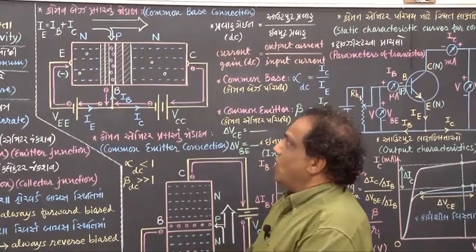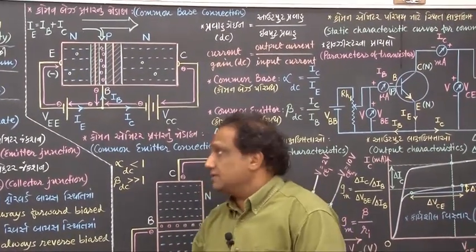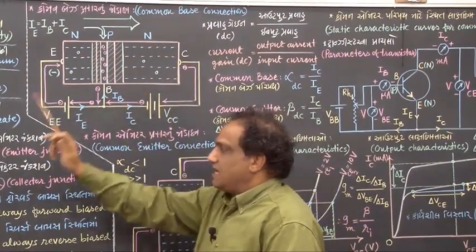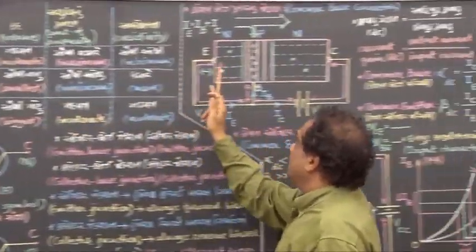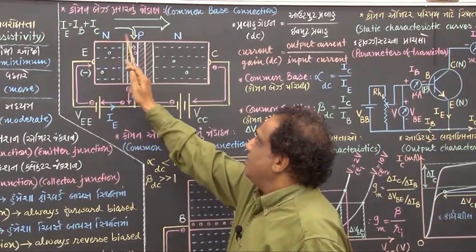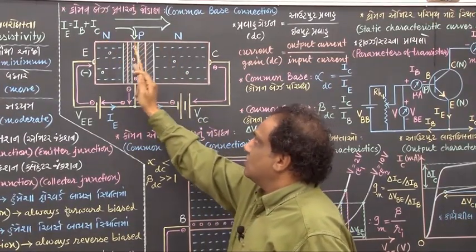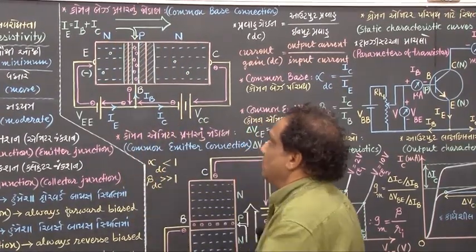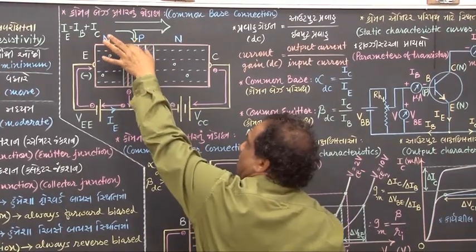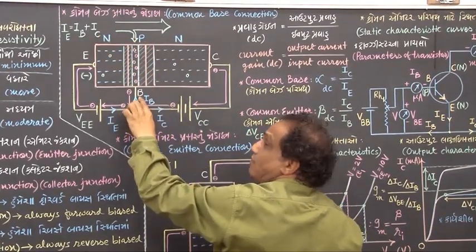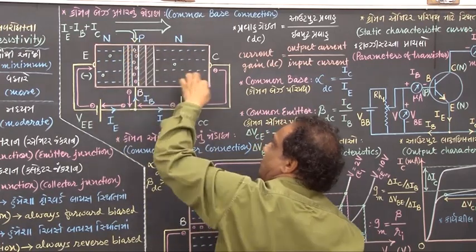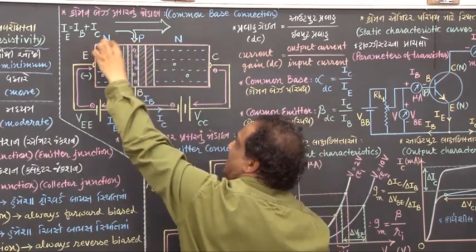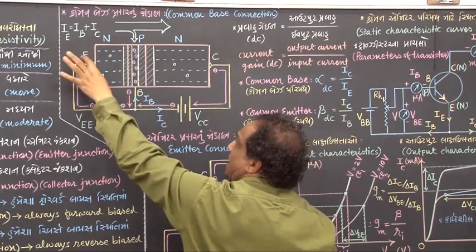Common base connection of NPN transistor. Just to show the same transistor, NPN, I have shown here. Horizontally I have placed NPN. You may write NPN from here also, no problem. Now the central part having the smallest volume is called base. And this part having the largest volume is called collector. This part having intermediate volume is called emitter.